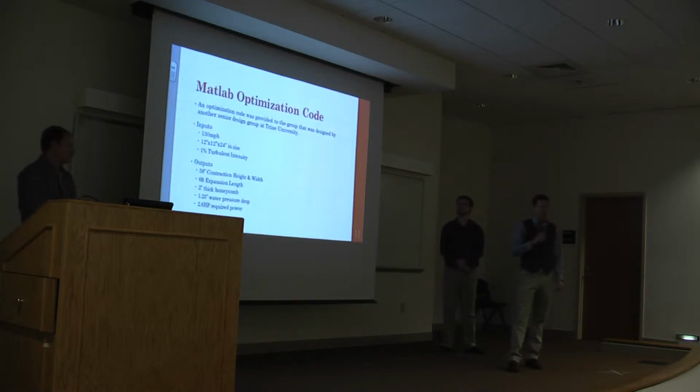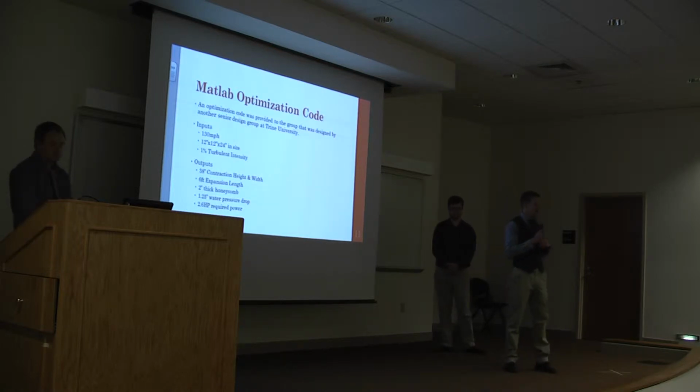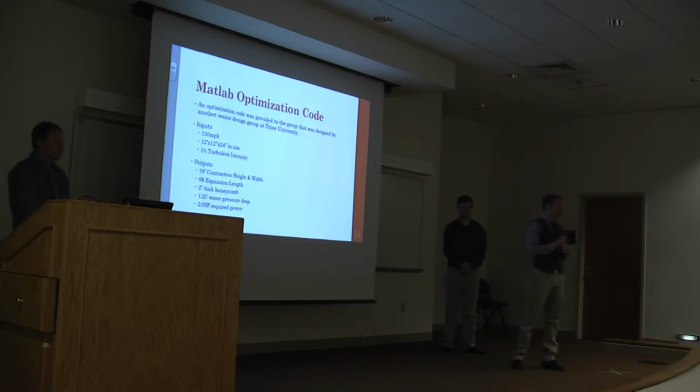So the inputs that we wanted, we selected 130 miles an hour. We got this from just looking at similar models that were on the marketplace. Low-end ones go from about 70 miles an hour up to higher-end ones up to like 140 miles an hour. So we wanted to kind of be on the higher end of that.